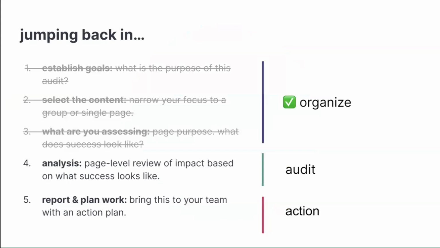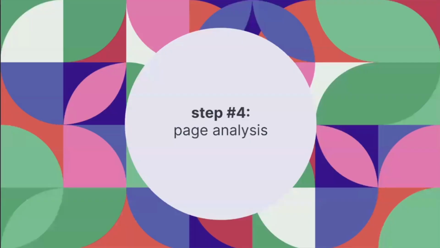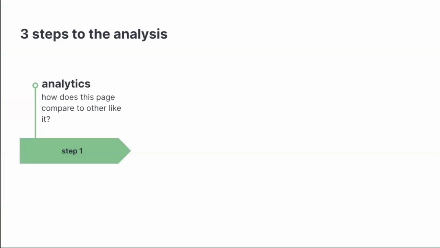We've got our audit organized. We're ready to actually do the analysis, or ready to do the audit. So let's talk about page analysis, or actually running this audit. So at a high level, when we're doing this process, we like to take it in 3 different steps. I'm going to give you kind of the overarching process, and then we'll drill down on some more details for each of these steps. Step 1, where I always like to start, is analytics.